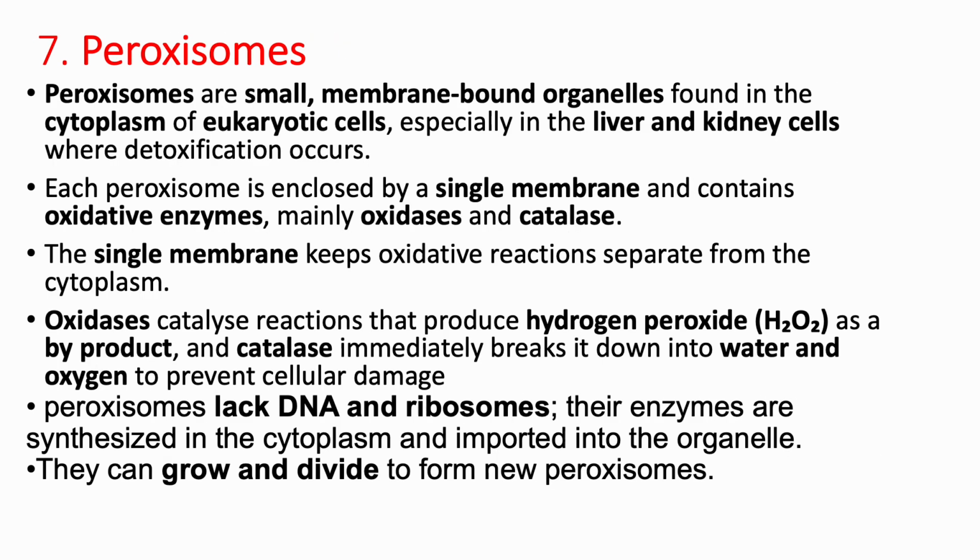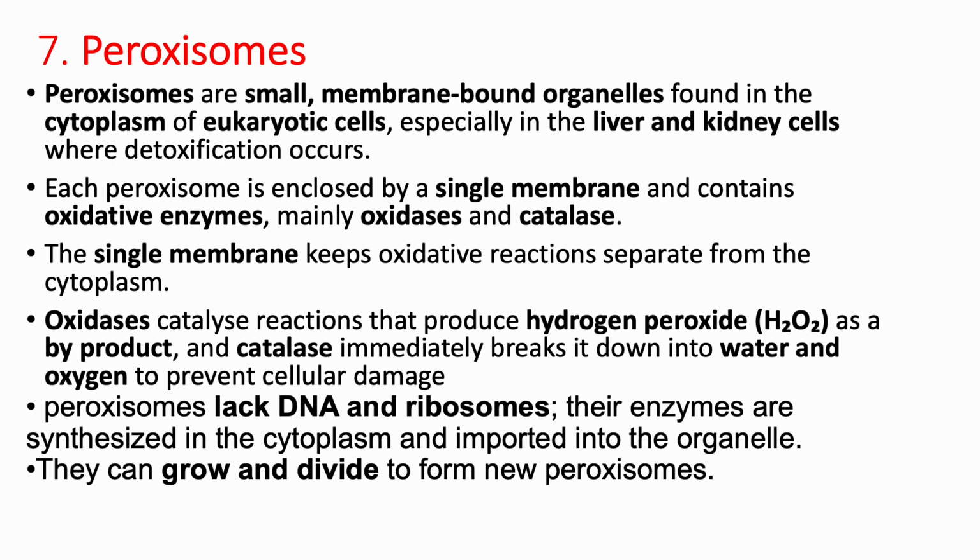We can also discuss peroxisomes, which are small membrane-bound organelles found in the cytoplasm of a eukaryotic cell, mostly in the liver and kidney, for detoxifying. Each peroxisome is enclosed by a single membrane and contains oxidative enzymes, mainly oxidases and catalases. This keeps oxidative reactions separate from the cytoplasm.